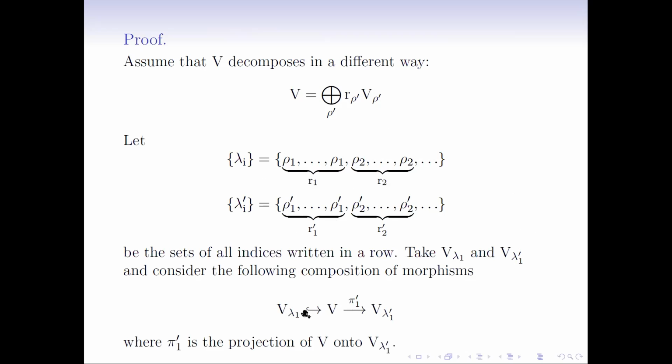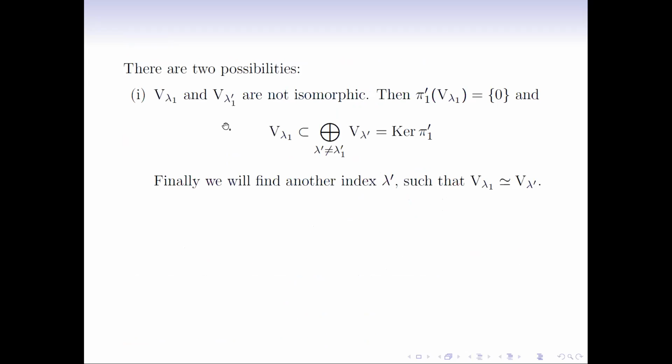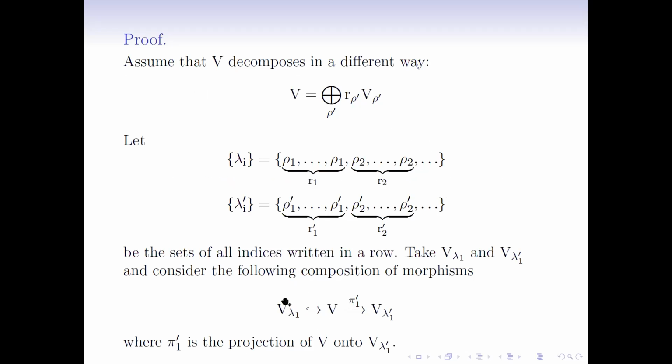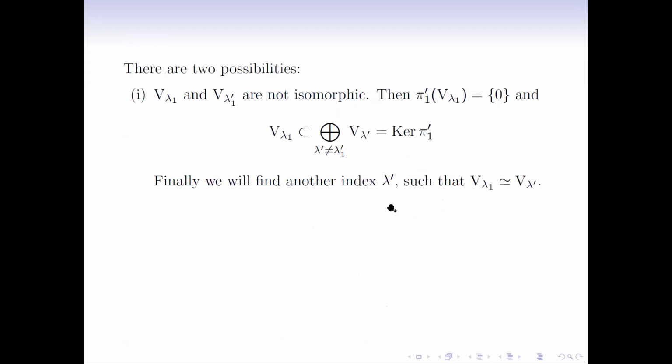So V_λ1 is embedded inside V, and then it's projected to V_λ1' by the projection onto the first summand, because we use the index 1, the first summand in the direct sum V equals the direct sum of R_ρ' V_ρ'. So it's a morphism of modules. There are two possibilities. So first of all, just let me recall that both V_λ1 and V_λ1' are simple modules. So any morphism is either 0 or an isomorphism by Schur's lemma.